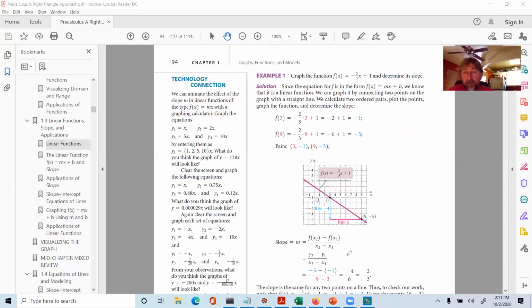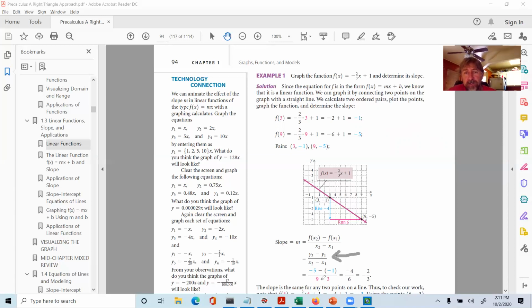As we solve for the slope, the slope is going to be the same between any 2 points on the graph. Any 2 points on the line are going to give you the same slope. It doesn't matter which one you call 1 and 2, you just have to keep the x and y ordered pairs the same.